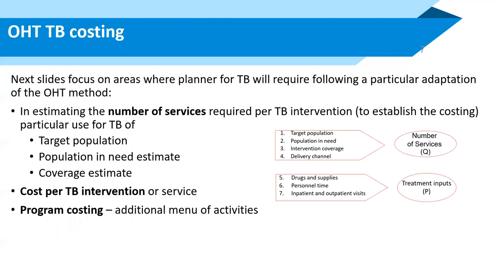This next slide focuses on areas where the planner for TB will follow a particular utilization of the OneHealth tool costing method. Just a reminder, when we calculate the number of services, we start with the target population, we multiply that by the population in need, by the intervention cover in each year, and by the distribution by delivery channels or level in order to get the number of services. We calculate the cost per TB intervention or service based on the treatment inputs for drugs and supplies. And if you've selected the disease-specific costing option, we also incorporate costs for personnel time and inpatient and outpatient visits.